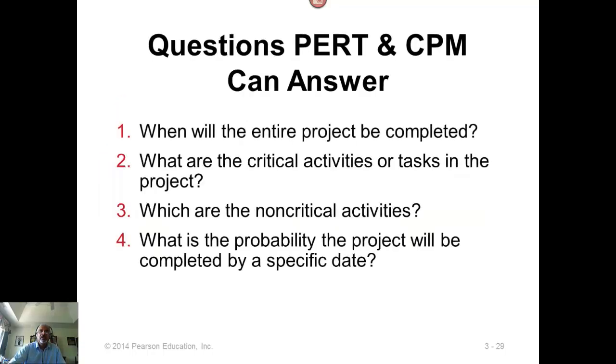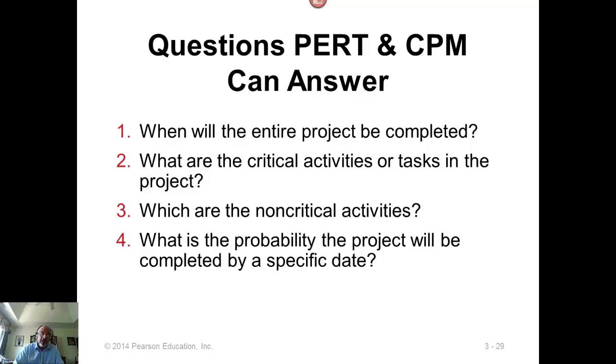So the questions PERT and CPM can answer: when will the entire project be completed? What are the critical activities or tasks in the project? These are the activities that, when delayed, will delay the project. An activity is said to be critical if any delay in the activity will cause a delay in the project. So we'll be able to identify those critical activities. And what are the activities that are not critical? The activities that are not critical have slack or cushion. So if there is a small delay, it's not going to affect the project completion time. We'll look at the maximum delay permissible for non-critical activities that still does not delay the project. We'll look at that later.